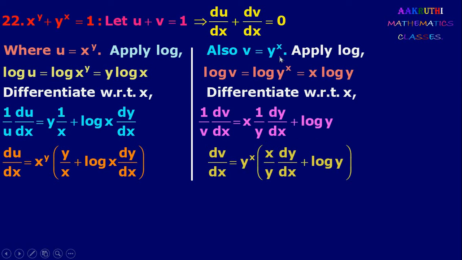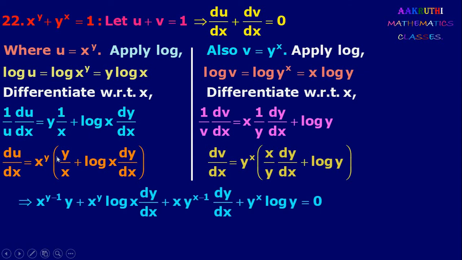Now substitute du by dx and dv by dx in this equation, and here we can simplify this. x to the power y into y by x, we can multiply this, that is x to the power y into y divided by x. So here x to the power y divided by x, it is x to the power y minus 1, and we can multiply this. So we get x to the power y minus 1 into y plus x to the power y into log x into dy by dx. So multiplying x to the power y inside.